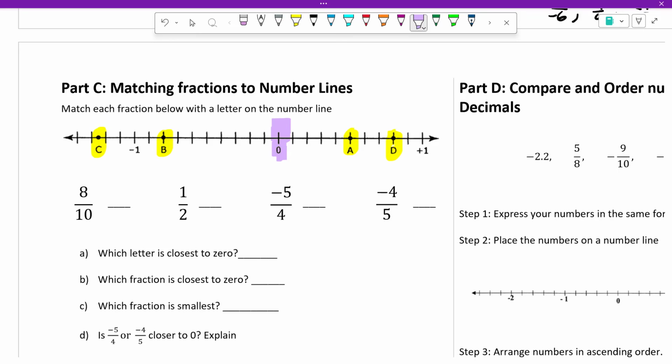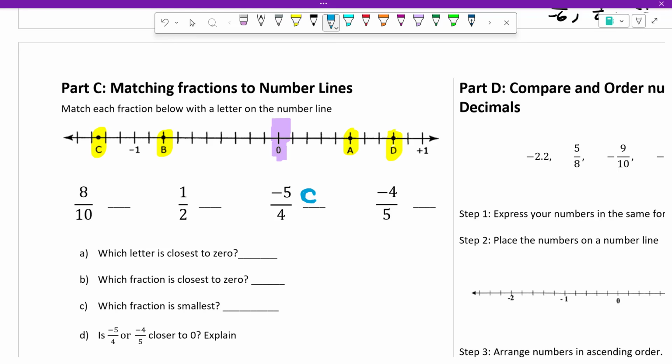So it's a little bit more than -1, a little bit more than a whole. So it would have to be this one right here, because that's more than 1, more than a whole, right? So this would have to be C. Okay?